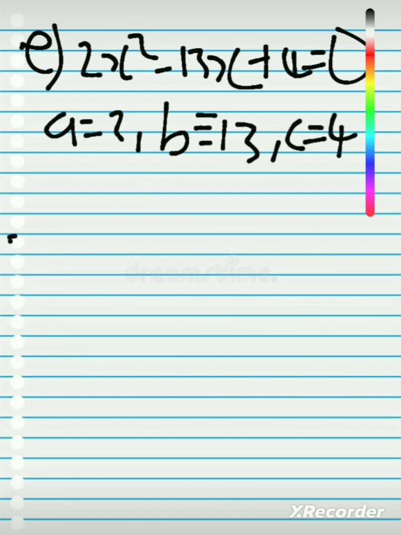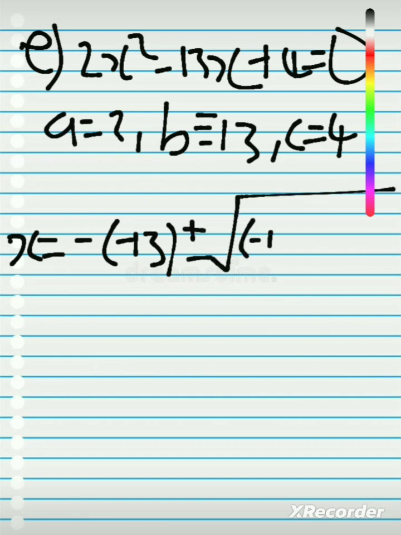Go to E. So E, it's 2x squared minus 13x plus 4 equals 0. Okay, so what's our A? Our A is 2. What's our B? Our B is negative 13. And our C is 4. Okay, so we can use our formula. This is also direct. Negative B. B is negative 13, so we put it in brackets like this. Plus or minus square root of b squared, negative 13 squared, minus 4. A is 2 and C is 4.